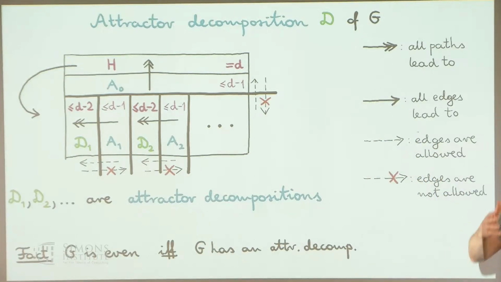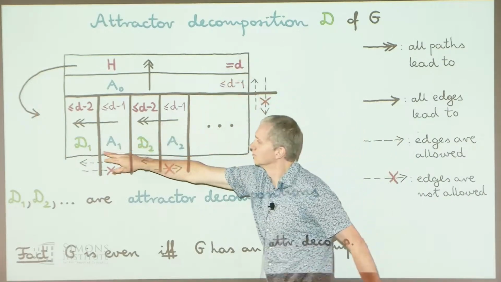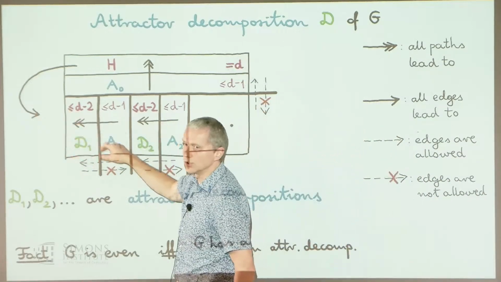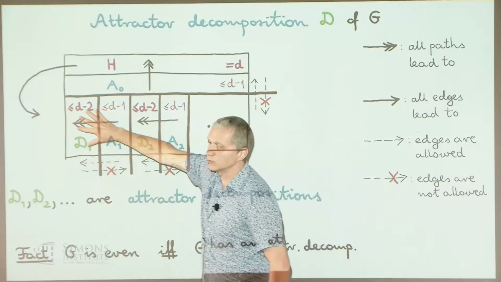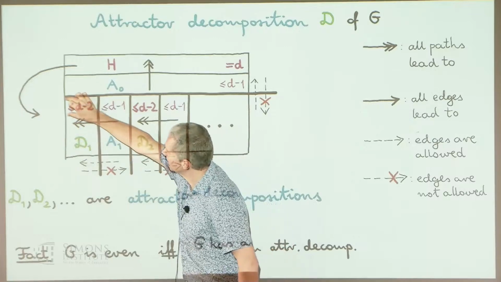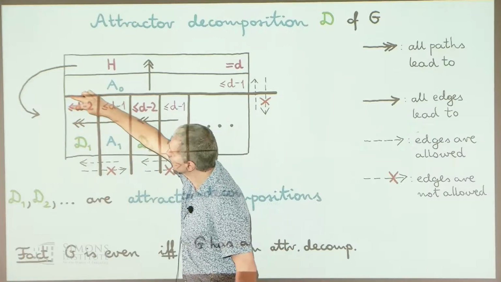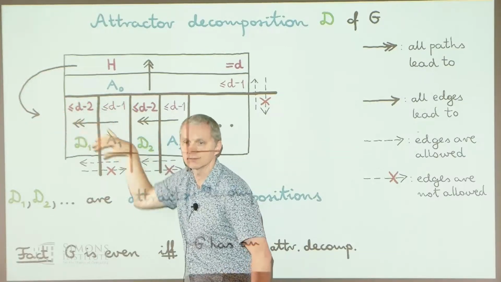Question. In this hierarchy, at the first level, the D1 is the H. So you said that the D1 must have an attractor decomposition, and then the D1 plays the role of the H. So no, D1 will have an attractor decomposition. What will be the shape of the decomposition? Well, it will have a top attractor consisting first of the set of vertices of priority D-2, its attractor and a collection of side attractors.